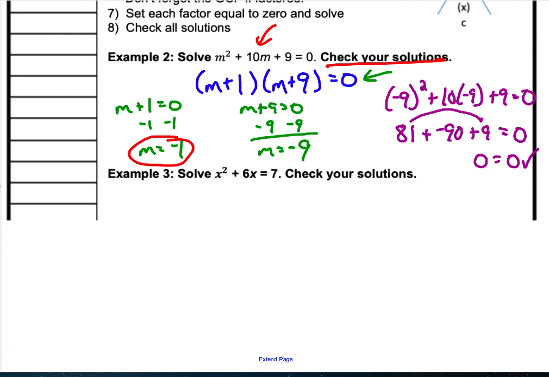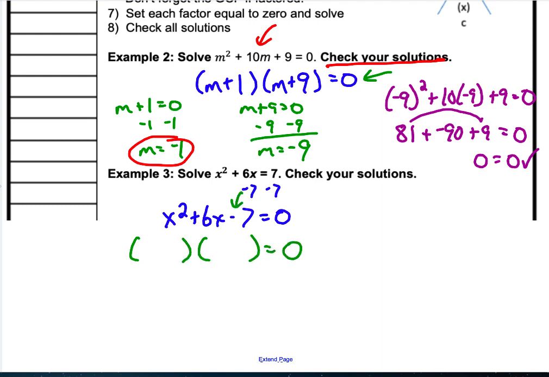So let's do our next one. You notice in this one, all my terms aren't on the same side of the equation, so I need to move them over. I'm going to move my 7 over to the other side. So I get x squared plus 6x minus 7 is equal to 0. Now I'm ready to factor.